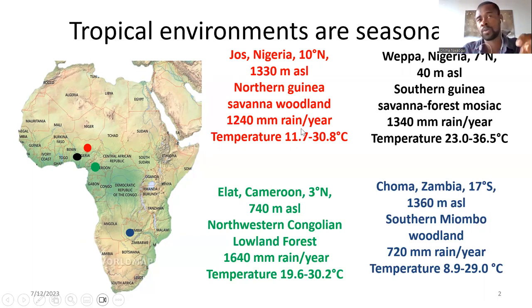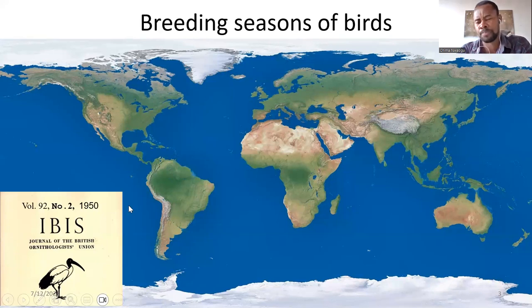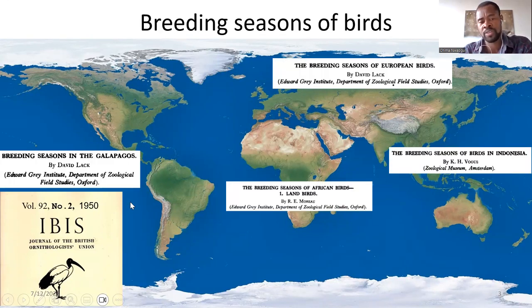So I'm beginning to look at other locations and what's actually going on there to be able to correct some of the wrong notions that I got earlier, and also be able to tell a more complete story about how environmental seasonality affects bird breeding seasonality. So more recently, I've been looking at insect sampling and rainfall pattern from Jos, from Wepa, from a place called Lat in Cameroon, and also from Choma in Zambia, where I will talk to you more about the egg collection data from there.